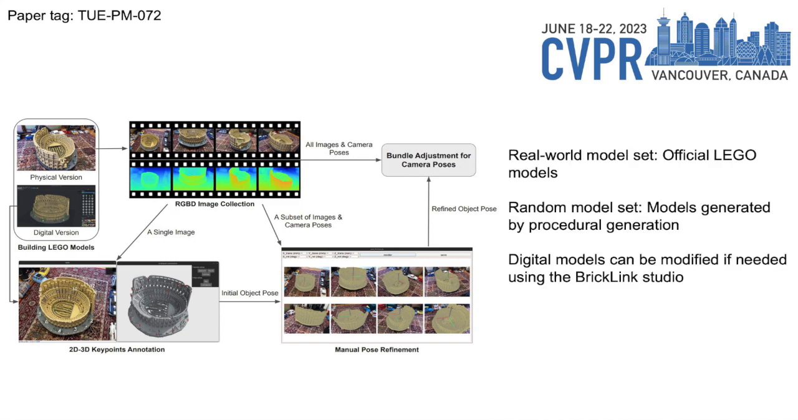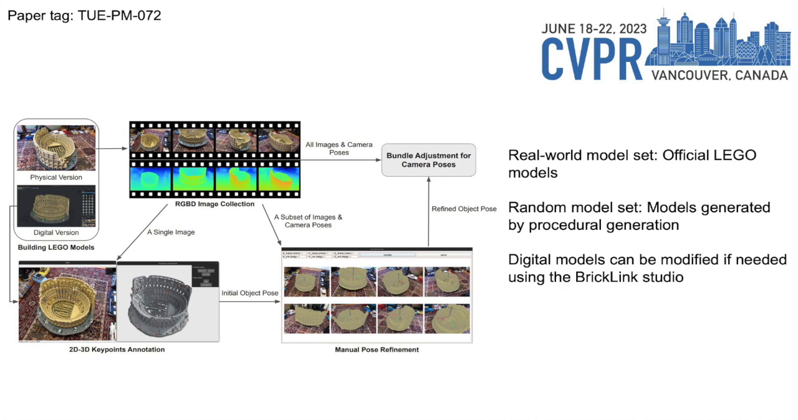There are two types of 3D models in the dataset that can be categorized as real-world model set and random model set, depending on how a model is built. The real-world model set refers to official Lego models that are created by human designers. The digital models in this category are available on Lego modeling websites, such as LDraw or MobileBrick.